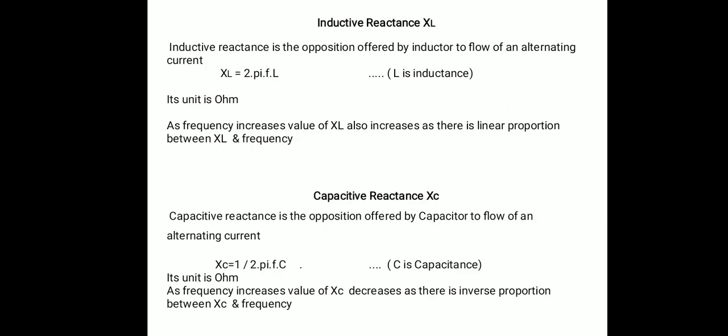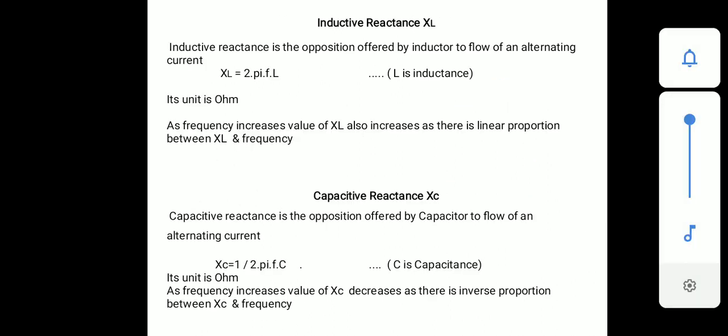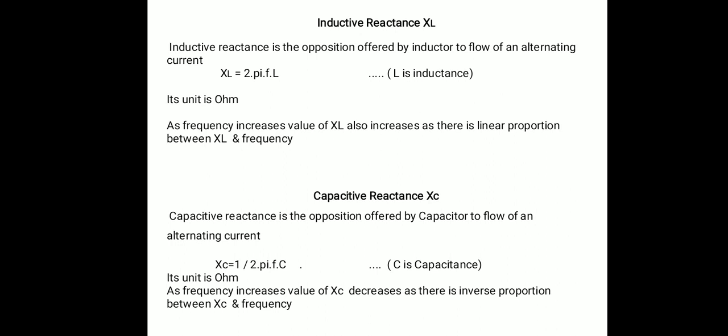Okay, next we are going to see the inductive reactance, XL. The notation of inductive reactance is XL. So let us see what that inductive reactance is. Inductive reactance is the opposition offered by an inductor to the flow of an alternating current. If we apply an alternating voltage across the inductor, the inductor opposes the flow of alternating current through it. So whatever opposition is offered is called the inductive reactance.